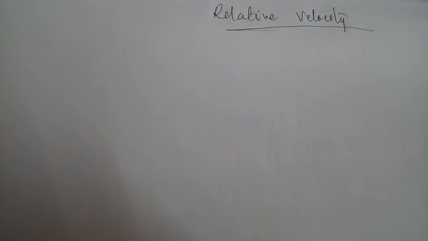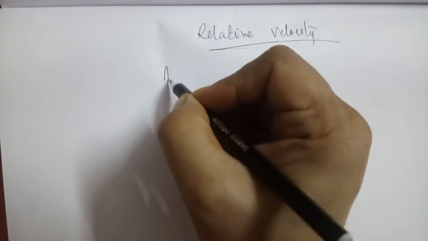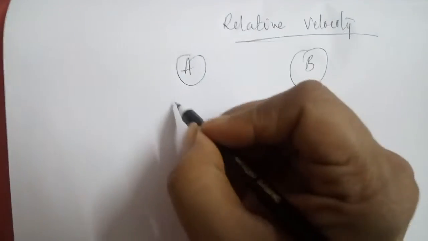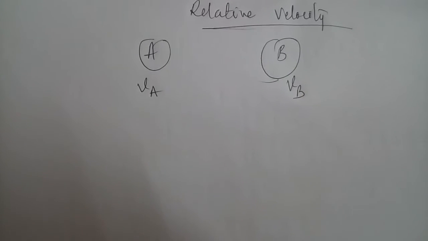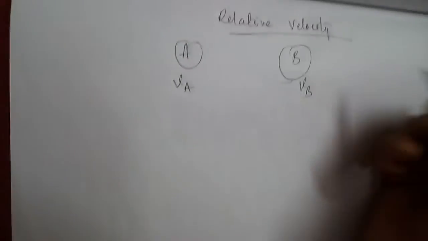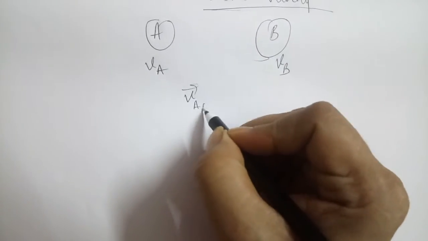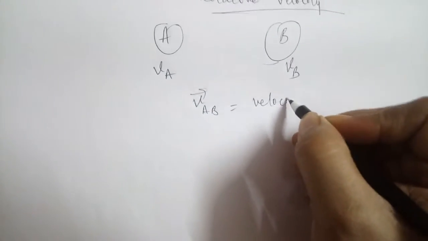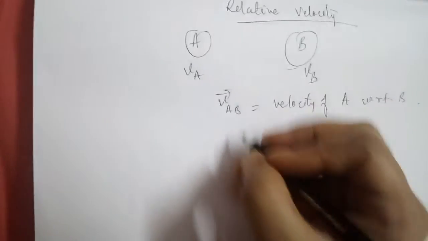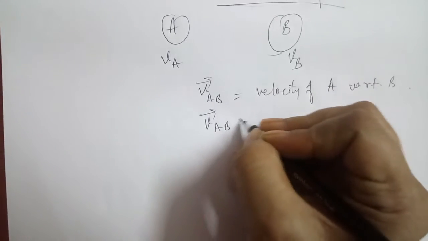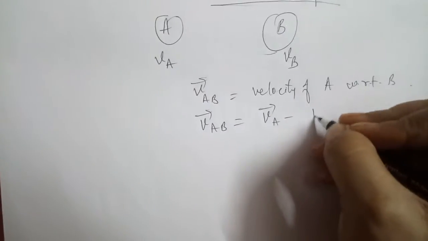In this case, suppose we imagine there are two bodies A and B. The velocity of A is VA and the velocity of B is VB. Now suppose I want to know the velocity of one with respect to the other. If I write V vector AB, it means the velocity of A with respect to B. So we can write V vector AB equals V vector A minus V vector B.